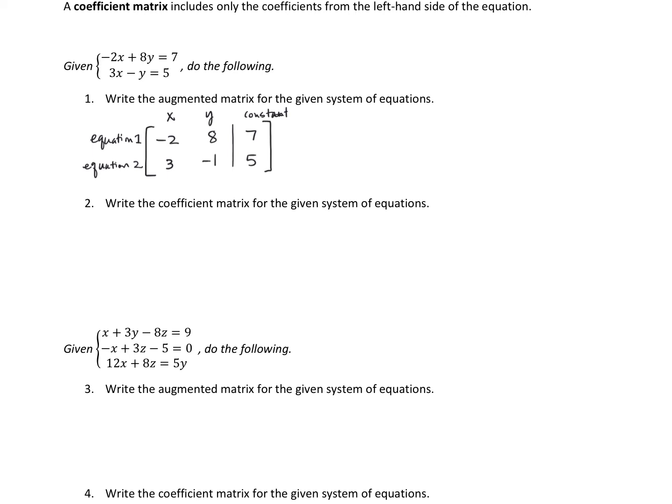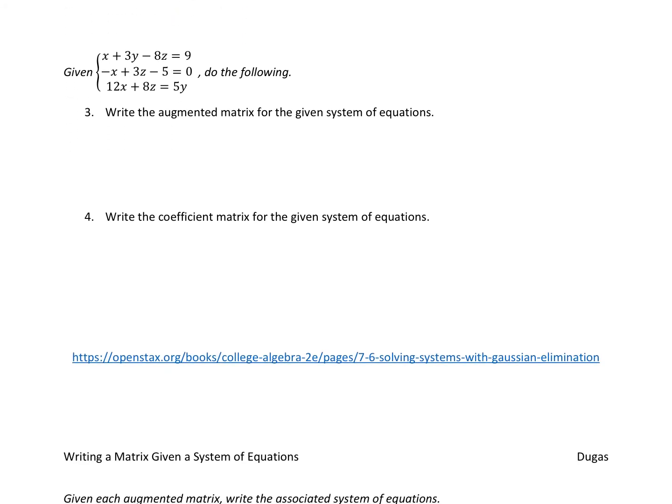All right, number 2 is write the coefficient matrix. Remember that that is just the coefficients of the variables, so that's just going to be what's on the left-hand side of the equal sign, or the left-hand side of that straight line from the augmented matrix. So -2, 8, 3, -1 would be the coefficient matrix. All right, let's look at the next ones. So given these 3 equations, we want to write the augmented matrix and write the coefficient matrix.